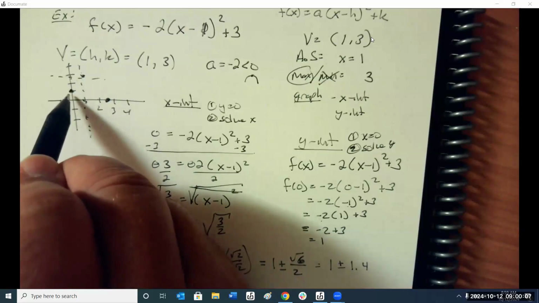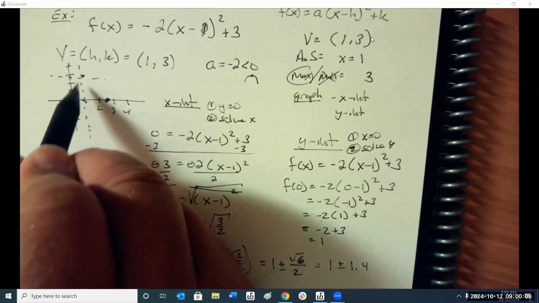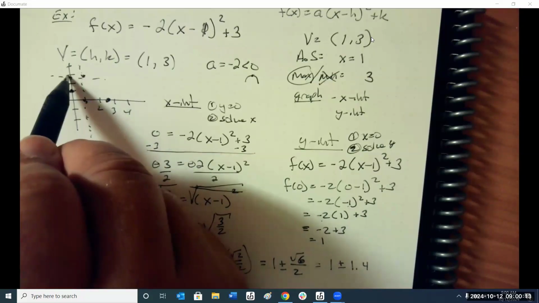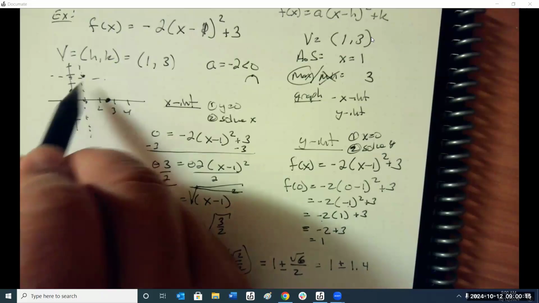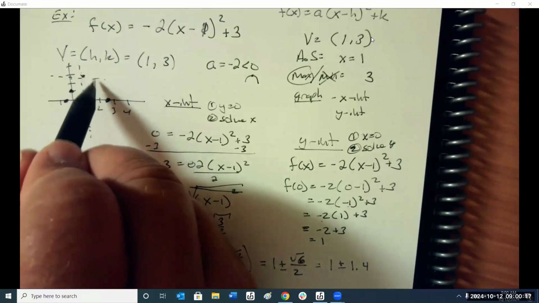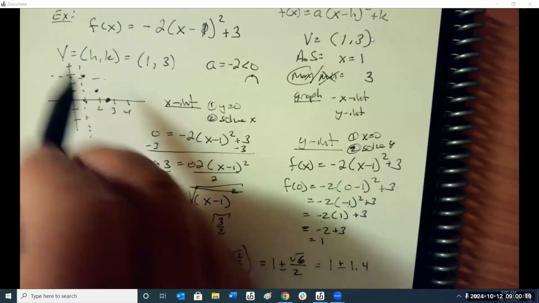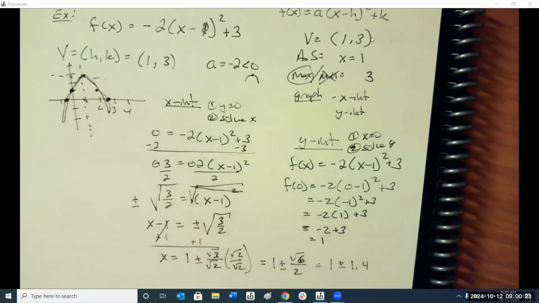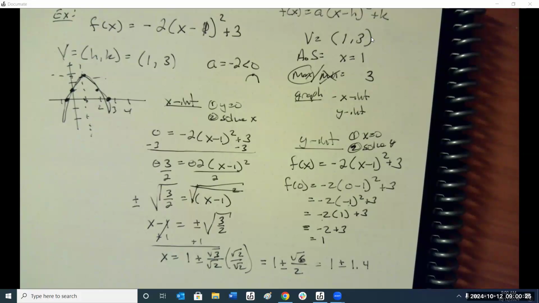Since we know that point, and the vertex is at 1, 3, if we go 1 to the left and 2 down, and 1 to the right and 2 down, we get other points. So our graph looks like this, roughly.